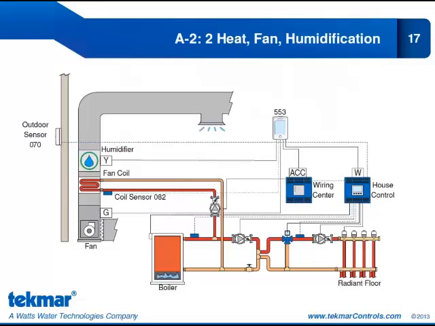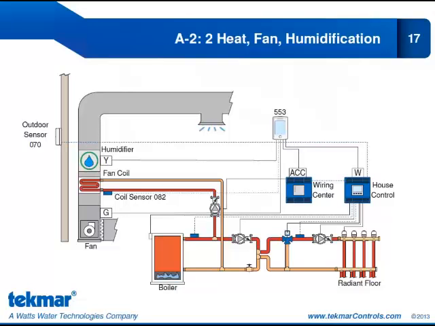Now let's look at our second application, which is a two-heat application with fan and humidification. Now notice when the title specifies humidification, that is because we can only operate a humidifier. When the title says relative humidity, that means we can operate a humidifier or a dehumidifier. So look to the title because it will tell you what equipment specifically we can operate in this application.